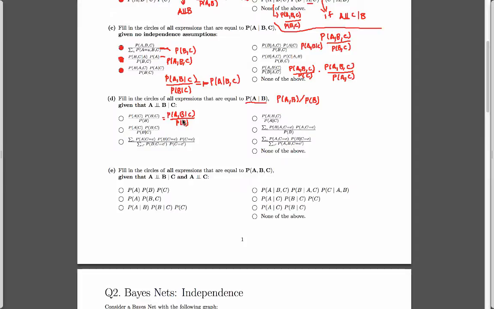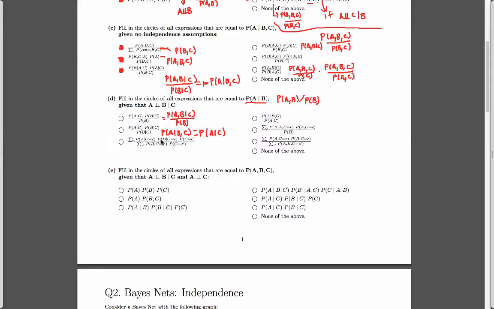The top is probability of A and B given C, and the bottom is probability of B given C. And this also doesn't give us the correct answer because we're still conditioning on C. What this actually equals is the probability of A given B and C. Because A and B are independent conditioned on C, this is actually equal to the probability of A given C, which is not equal to the probability of A given B.